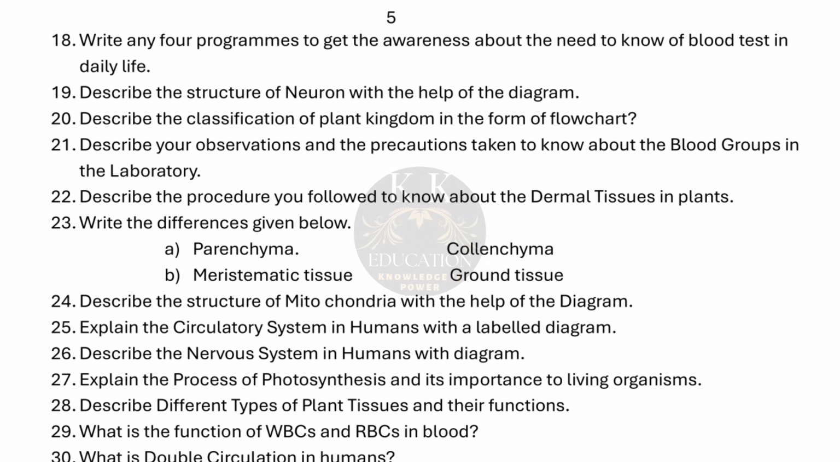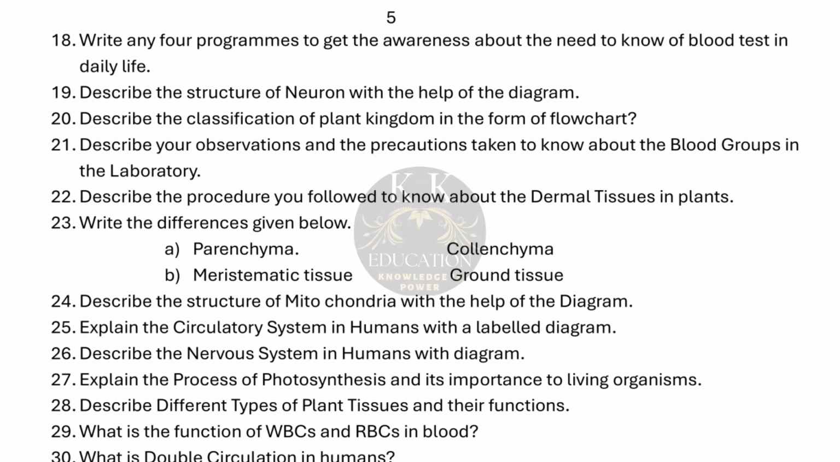22nd, describe the procedure you followed to know about the dermal tissue in plants. So 23rd question here, write the differences given below. Parenchyma, parenchyma, meristematic tissue, ground tissue. Okay. And 24th, describe the structure of mitochondria with the help of the diagram. 25th, explain the circulatory system in humans with a labelled diagram.